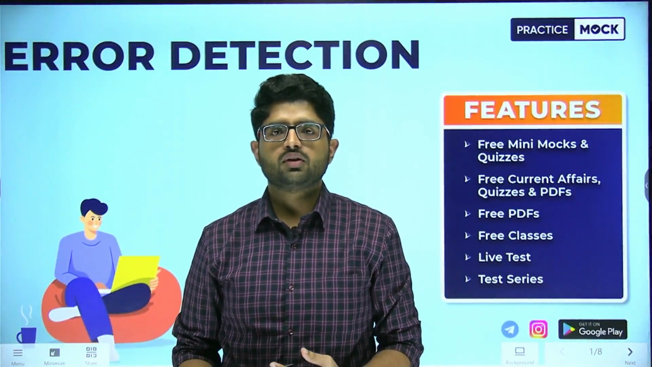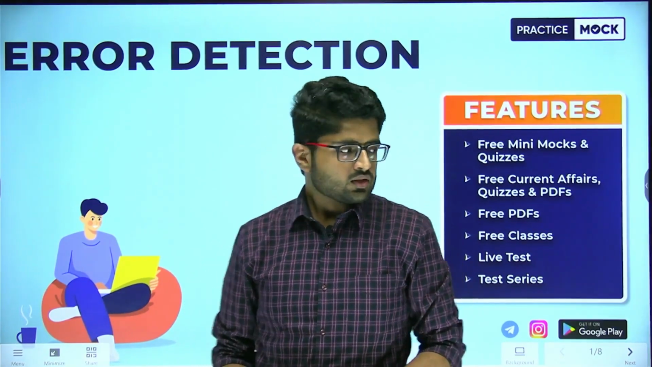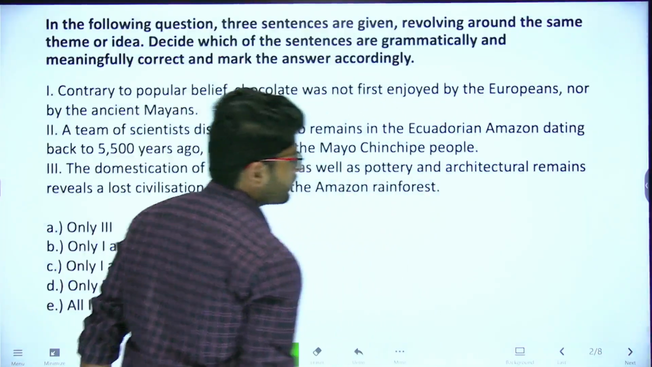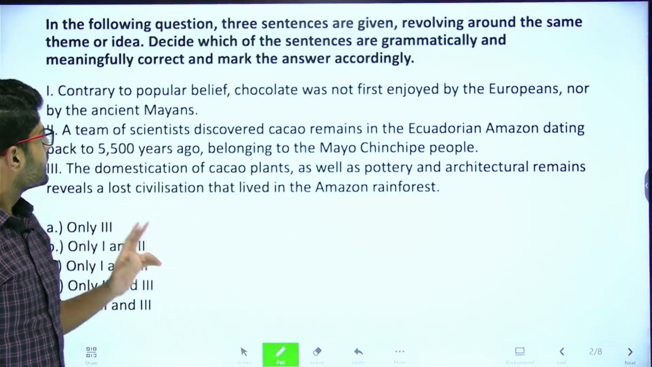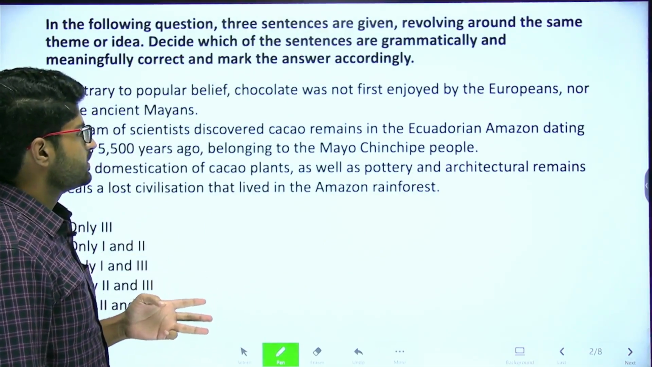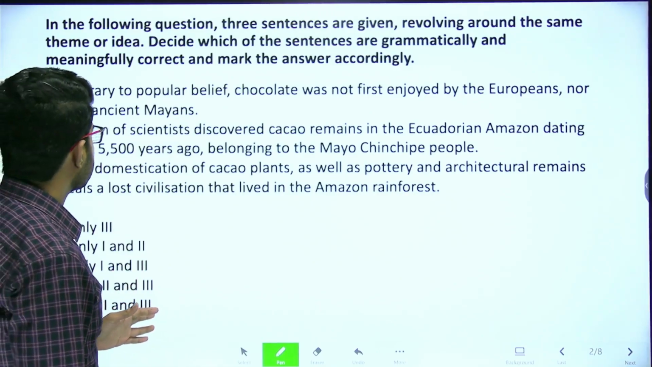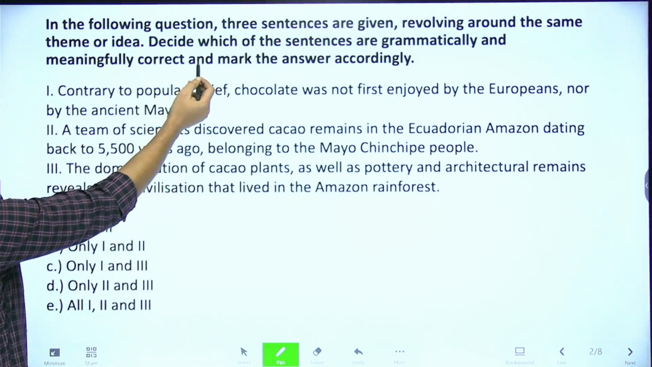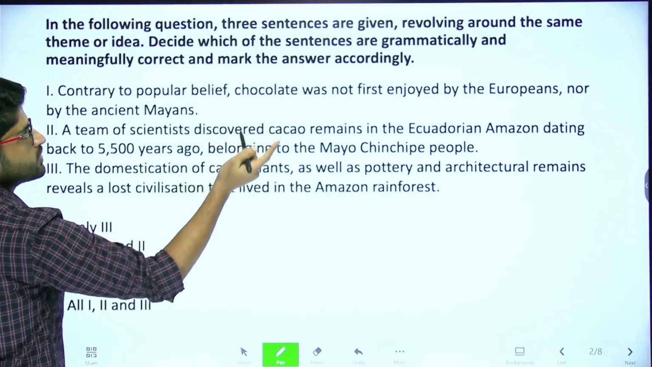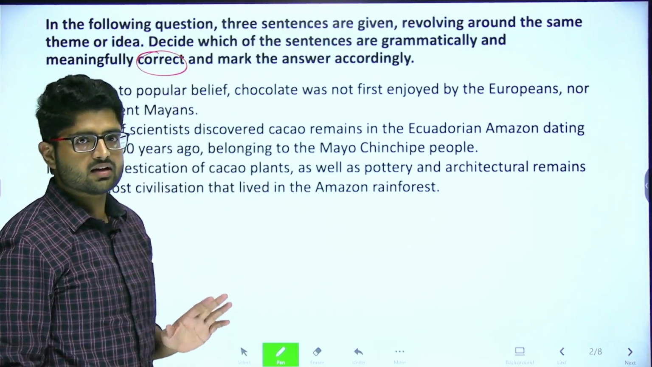Today we are going to have a look at some error detection questions which are important for banking exams. So the first question: in this type of question, instead of giving a single sentence, a set of 3 sentences is given, and out of these 3 we have to identify which sentences are grammatically correct. So in the following questions, 3 sentences are given revolving around the same idea. We have to decide which of the sentences are grammatically and meaningfully correct. So we have to find out which sentences are correct.